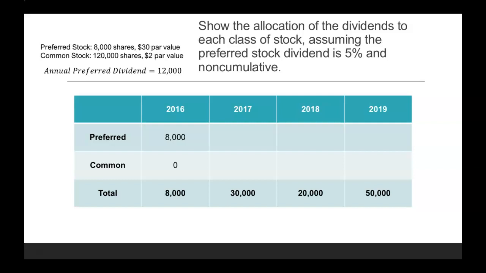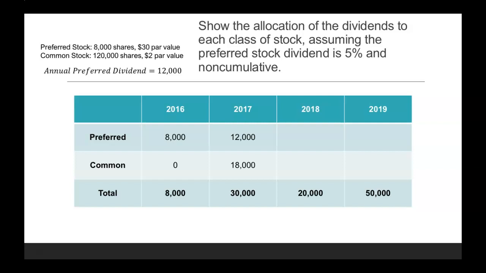We had a much better year this year and said we're going to give out $30,000 in cash dividends. Well, now we have enough to give our preferred stockholders $12,000. So they get the first $12,000, and common will just get whatever is left over. So there's $18,000 left over, so they get that $18,000.